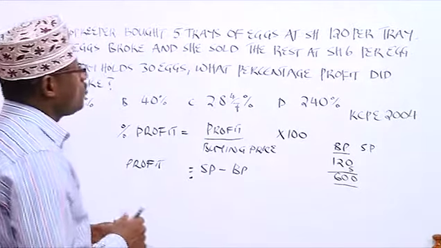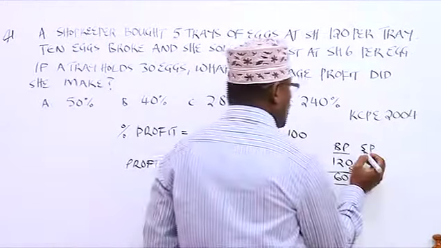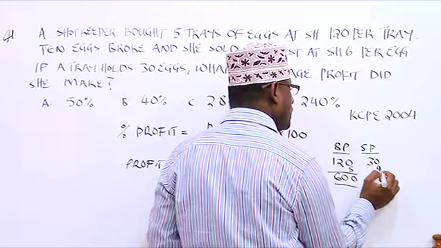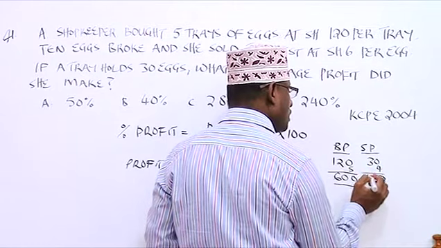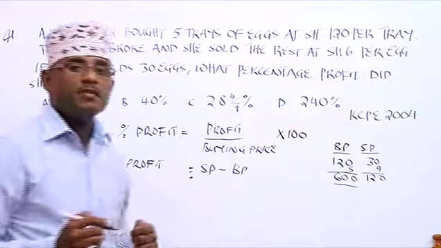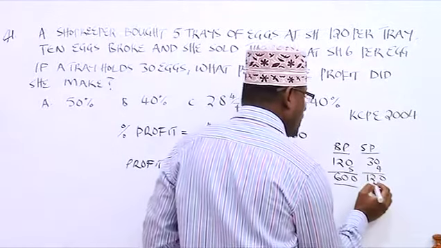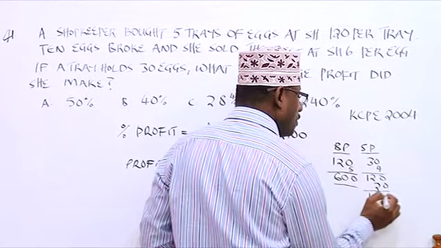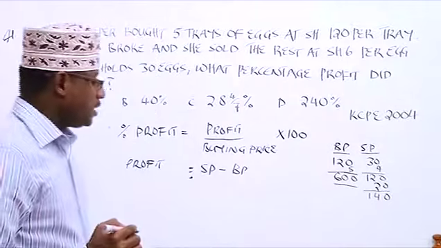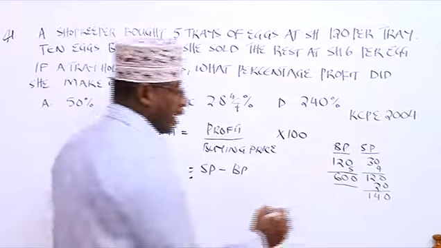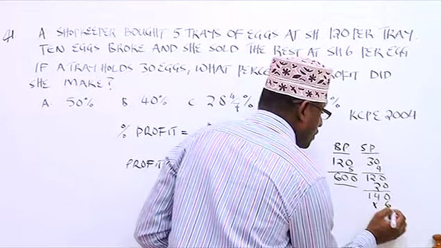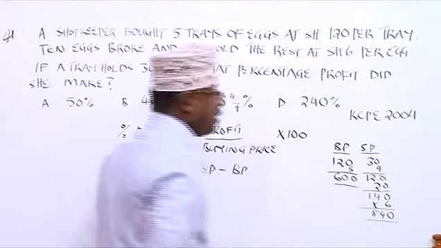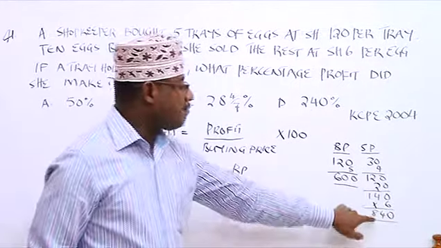And how many trays were full? 4 of them. So out of the 5 trays, 4 were complete, and each tray holds 30, multiplied by 4 is 120. And then add the 5th tray. It is having how many eggs? 20 eggs, because 10 got broken. That's 140. So 140, she sold each egg at 6 shillings, times 6. That will give 840. So we have our selling price, we have our buying price.